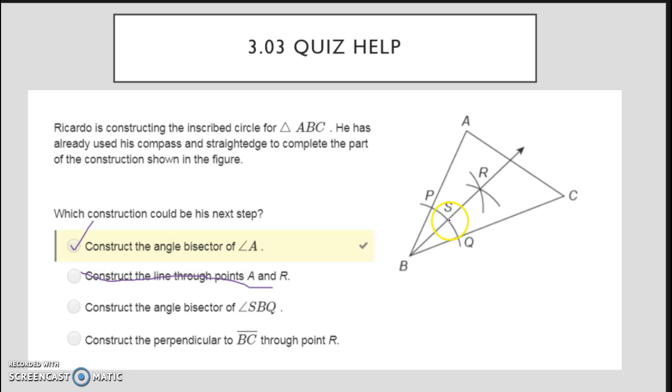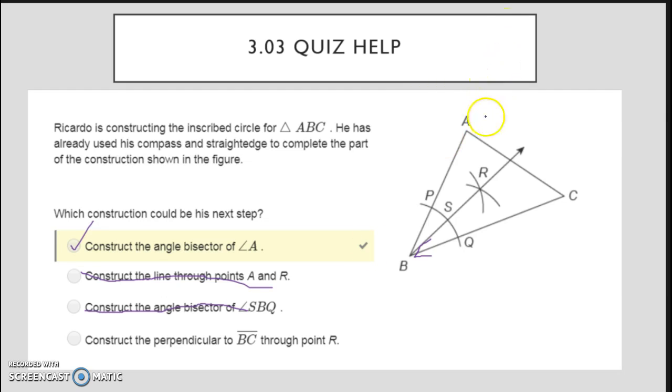SBQ, we do not need to construct an angle bisector of the smaller angle SBQ here. That's not even close to being part of this construction. And then perpendicular line BC through point R, or perpendicular to BC through point R. That would be more of your perpendicular bisector. Actually, that would be the last step to finding or to constructing the inscribed circle.